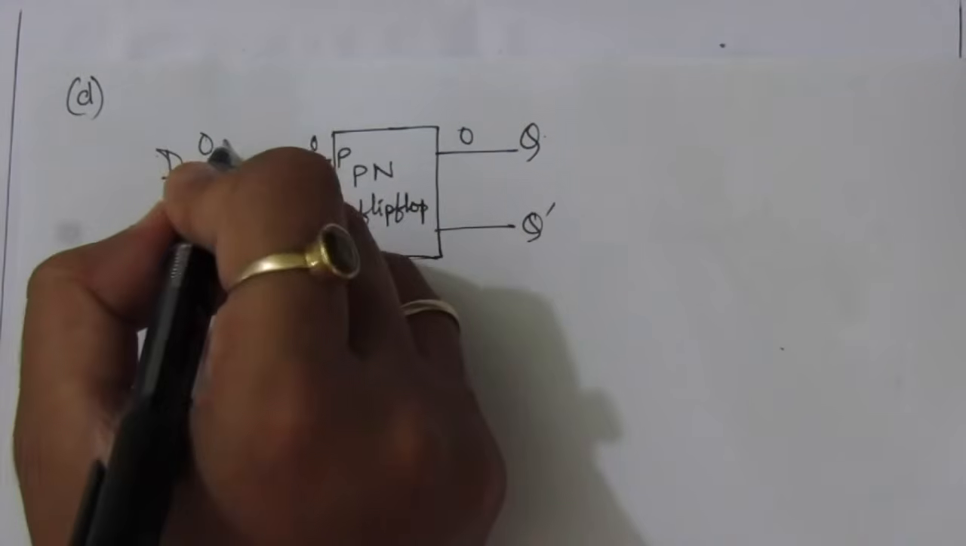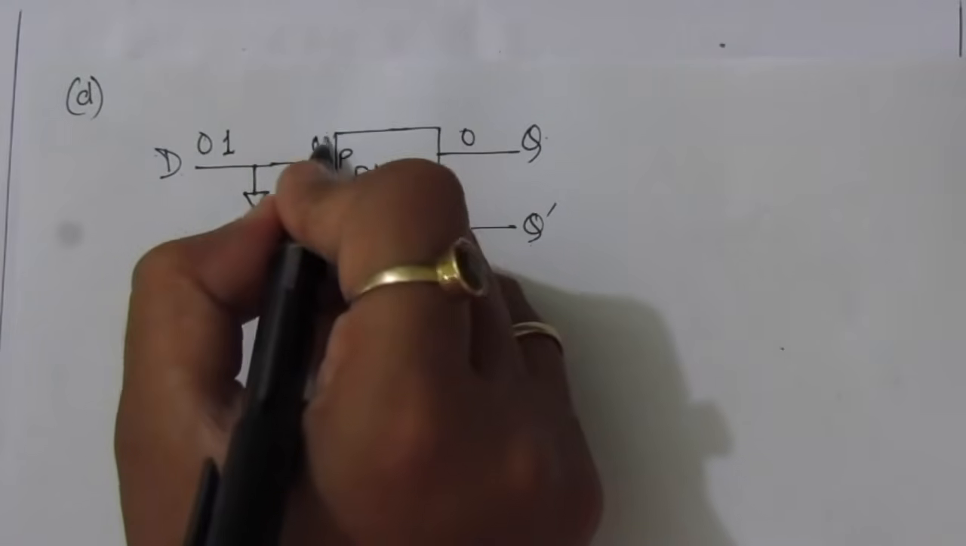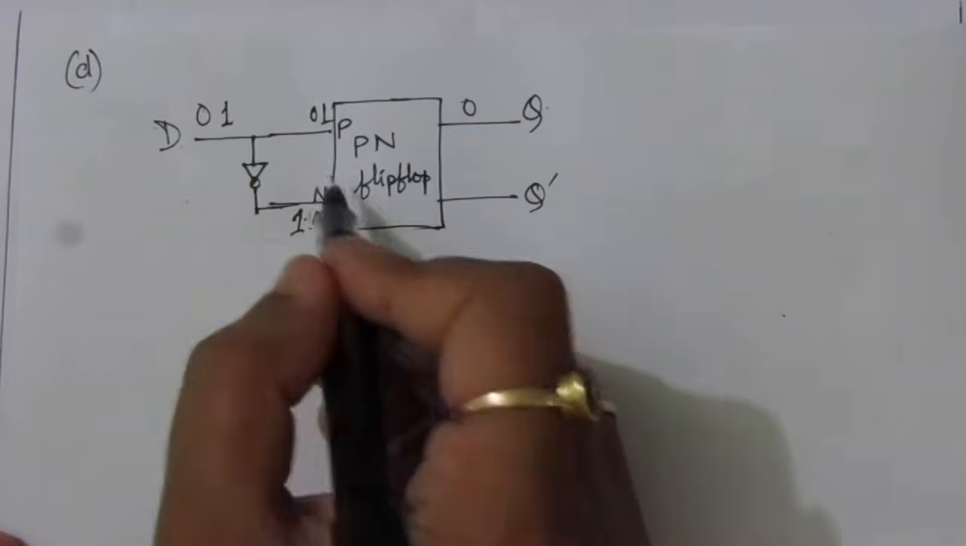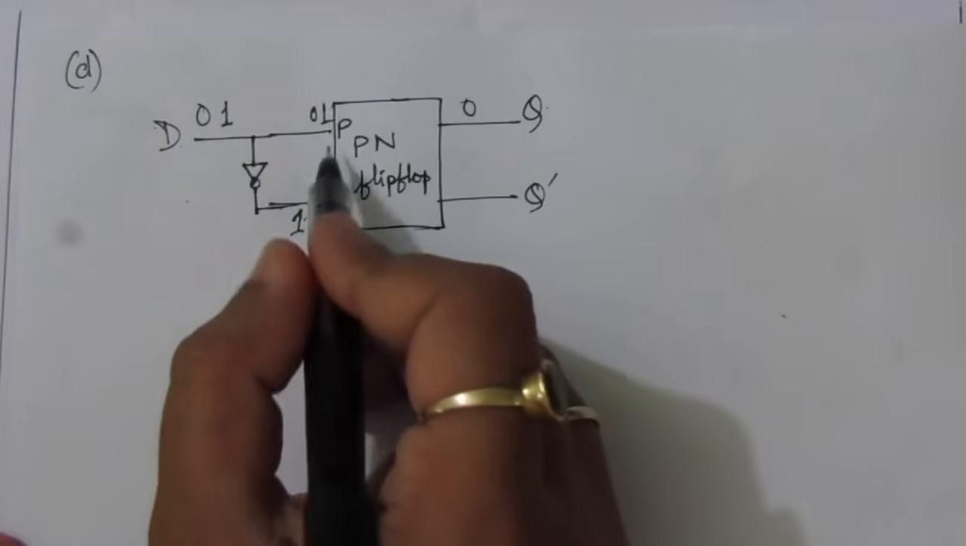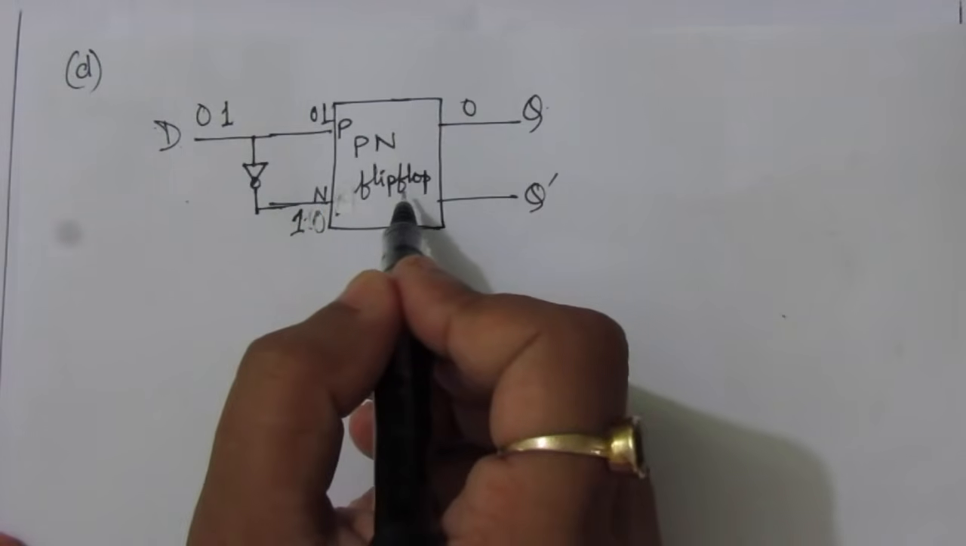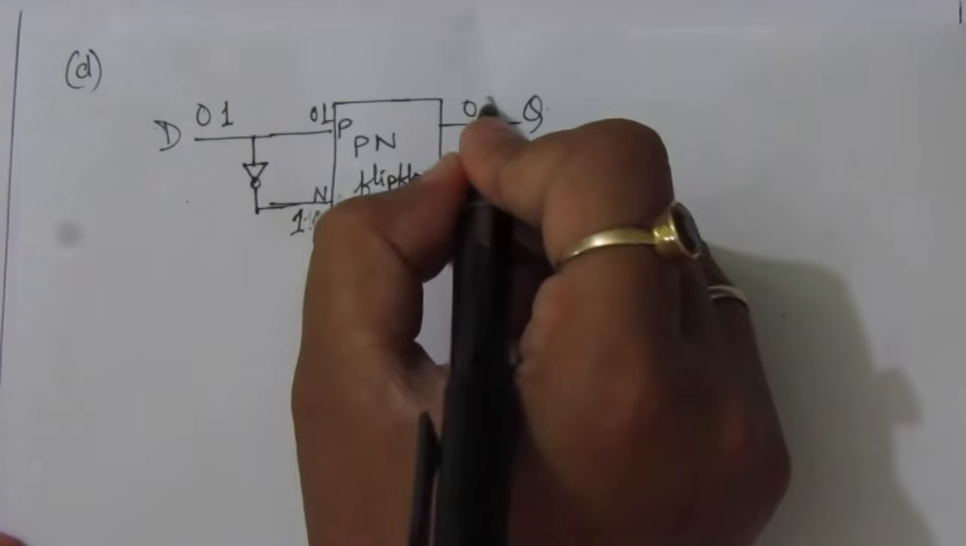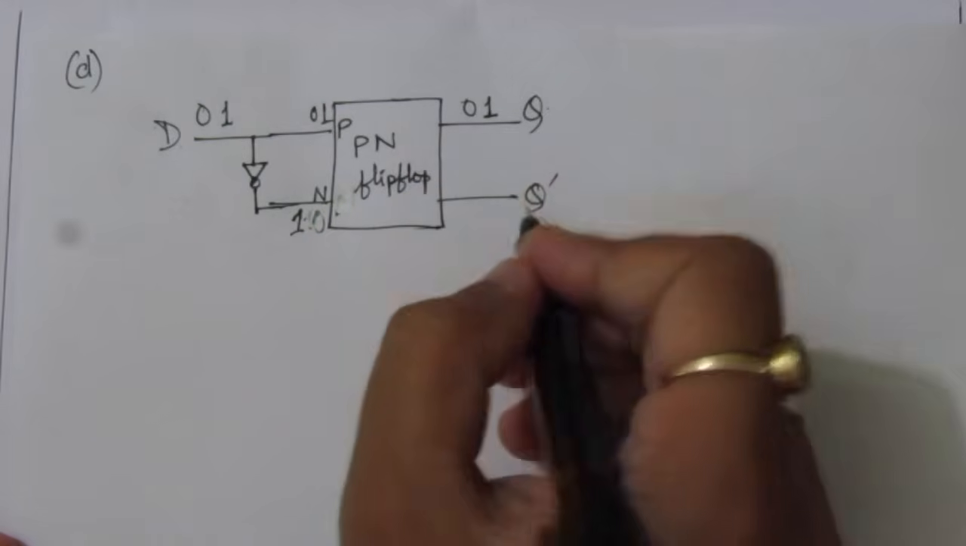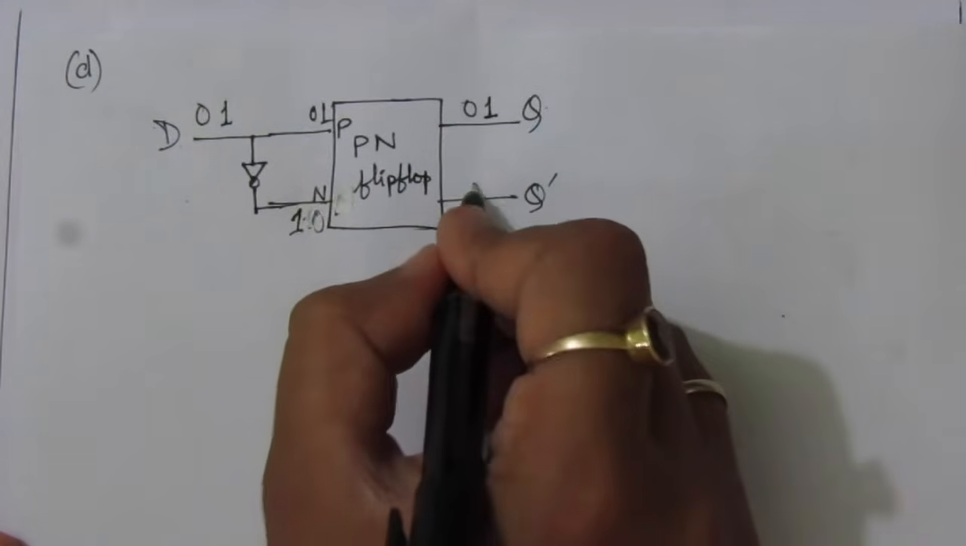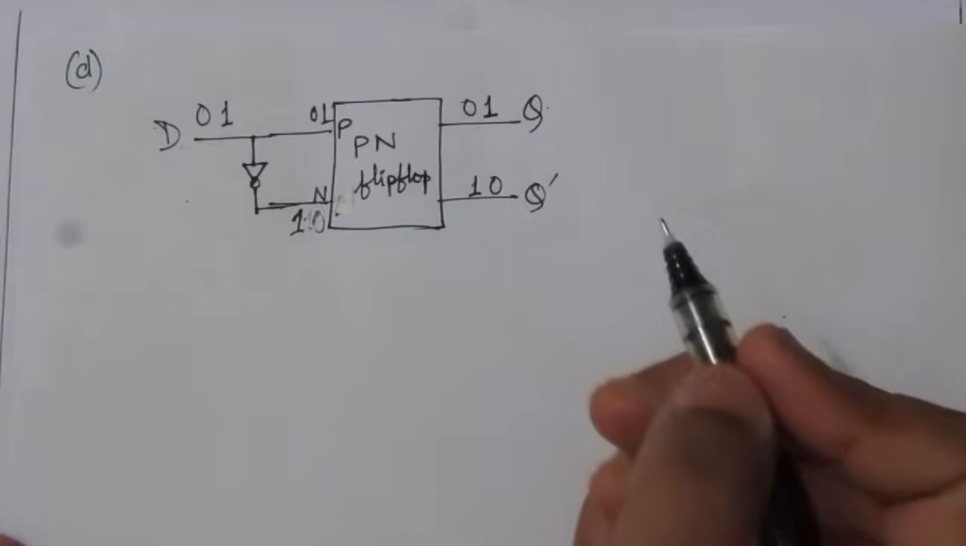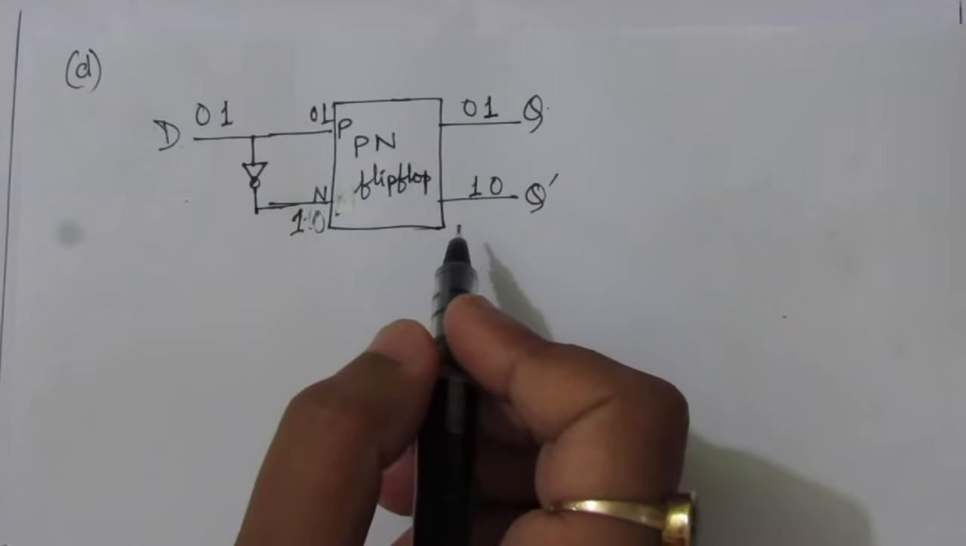Now if we give 1 at the input, this will be 1 and this will be 0. So for 1 and 0 at the input ports P and N of this PN flip-flop, the output will be set, that is 1. And this will be the inverted one, so we'll have here 1 and 0 respectively. So this is the D flip-flop conversion of the PN flip-flop.